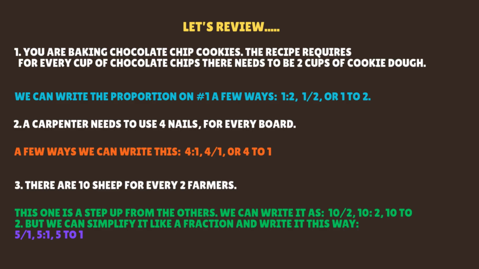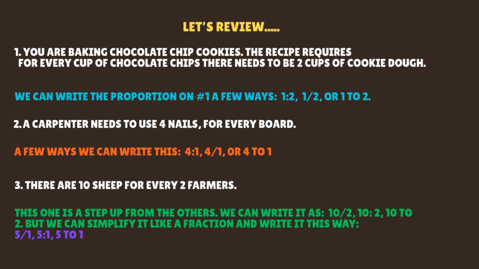Okay, so let's go over these problems. Okay, number one. So we're going to be baking chocolate chip cookies. And in a lot of recipes, you see proportions used. So in this case, the instructions say for every cup of chocolate chips, there needs to be 2 cups of cookie dough. Okay, so what does every cup signify?